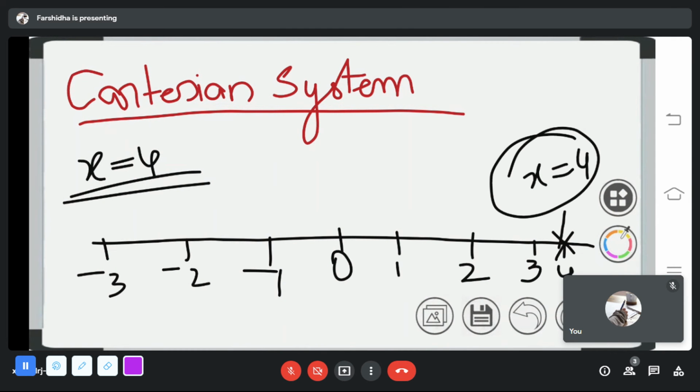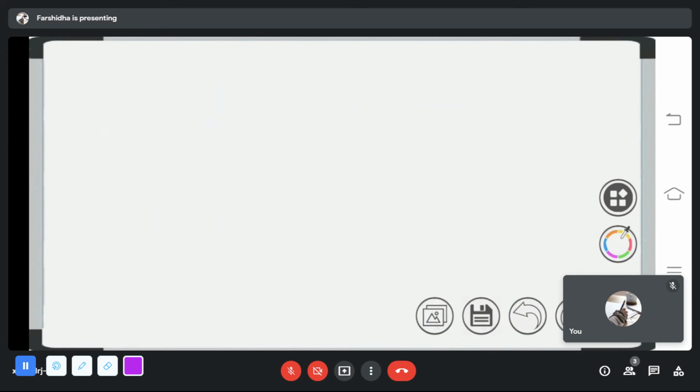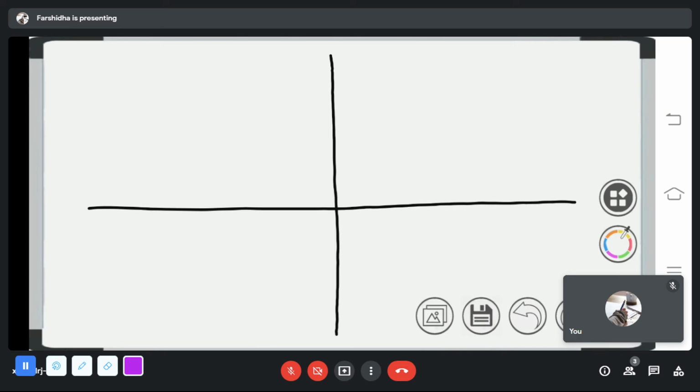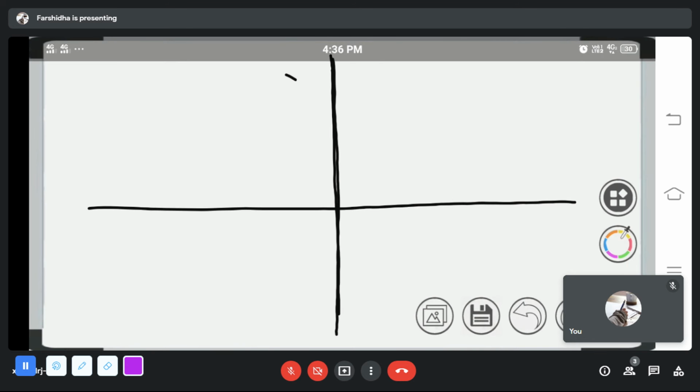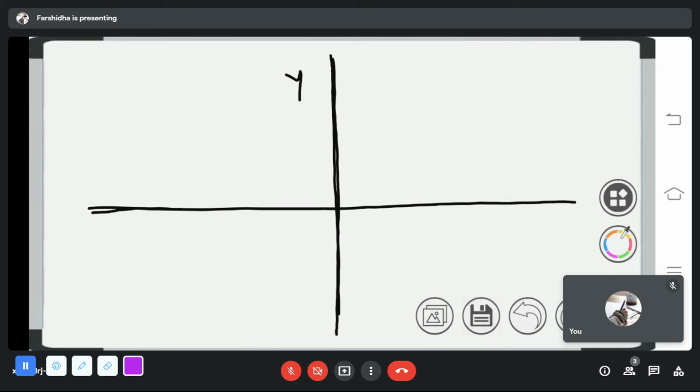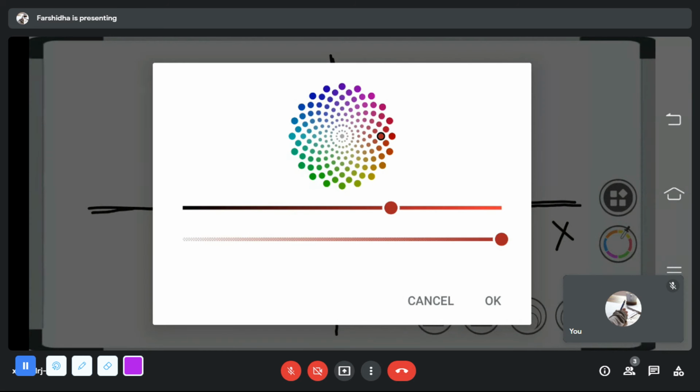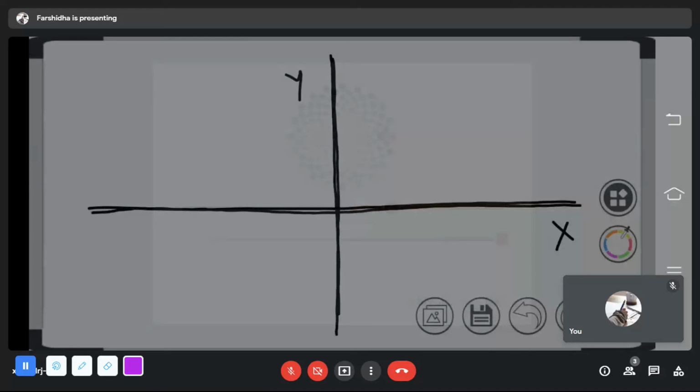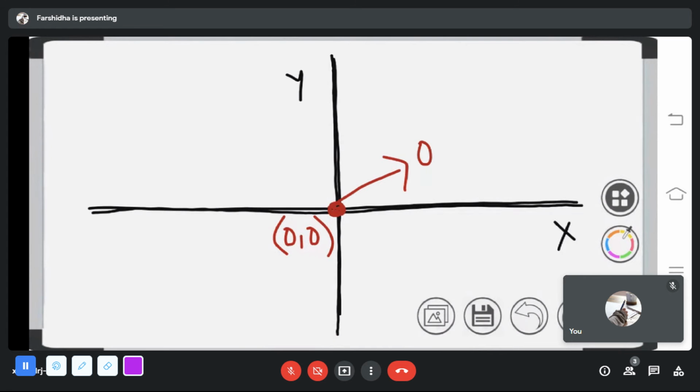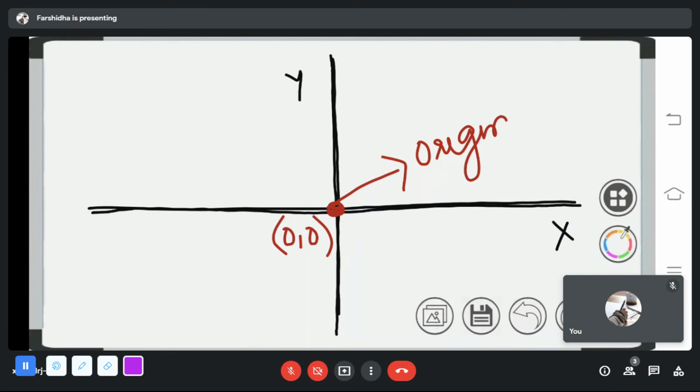But here you will be studying the Cartesian system, that is with the Cartesian plane. You already know what is a Cartesian plane. This is your Cartesian plane. This vertical line represents the y-axis and this horizontal line represents your x-axis. What you can see in the middle, this middle point is (0, 0). This middle point we call the origin.